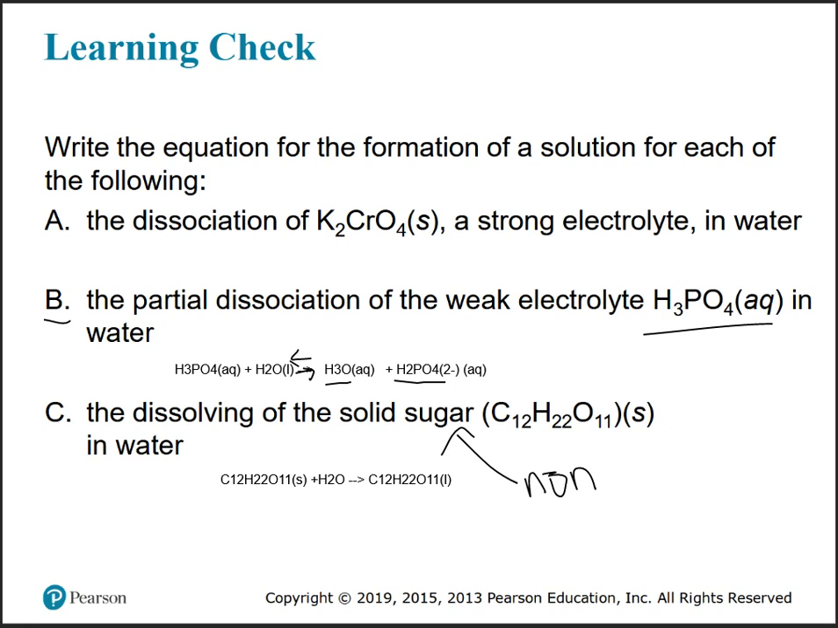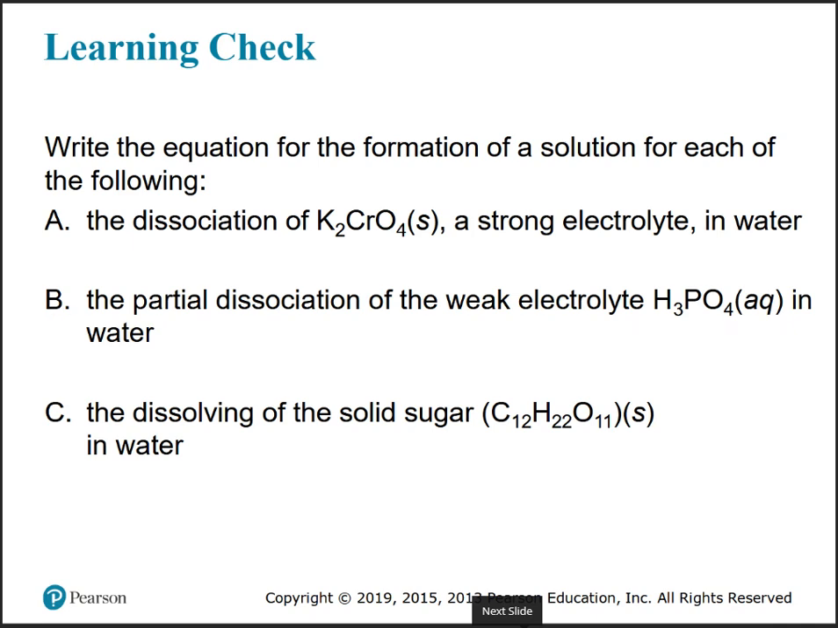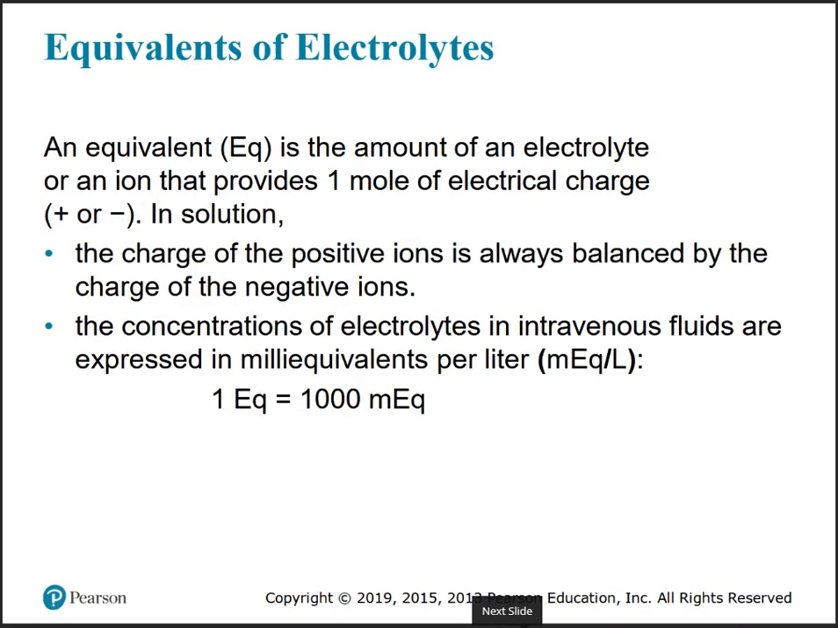Okay. So I think this is probably going to be the last thing that we get to for today. And this will round out section 9.2. We talked about strong, weak, and non-electrolytes. Now we're going to talk about how we quantify those electrolytes. We use what's called an equivalent.